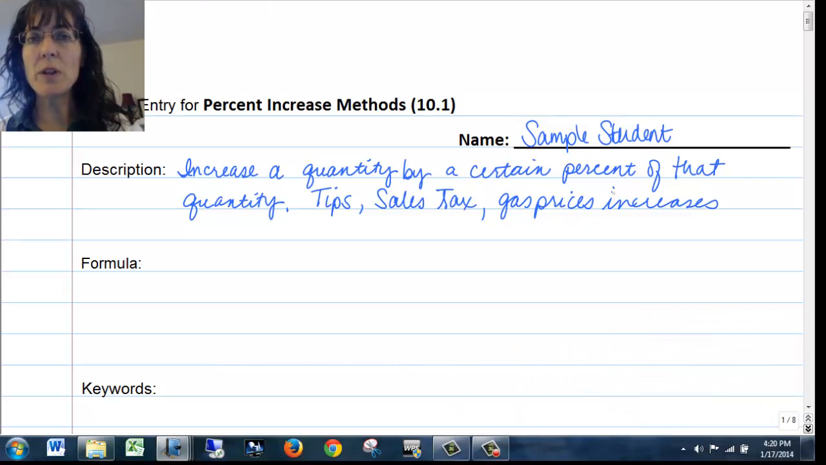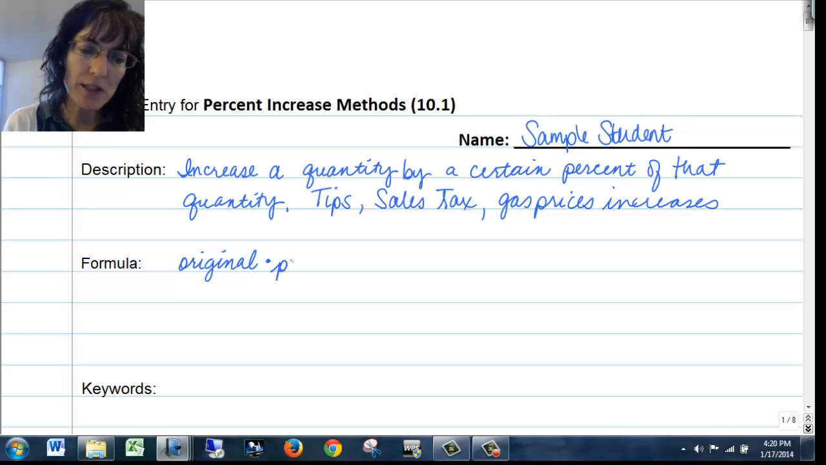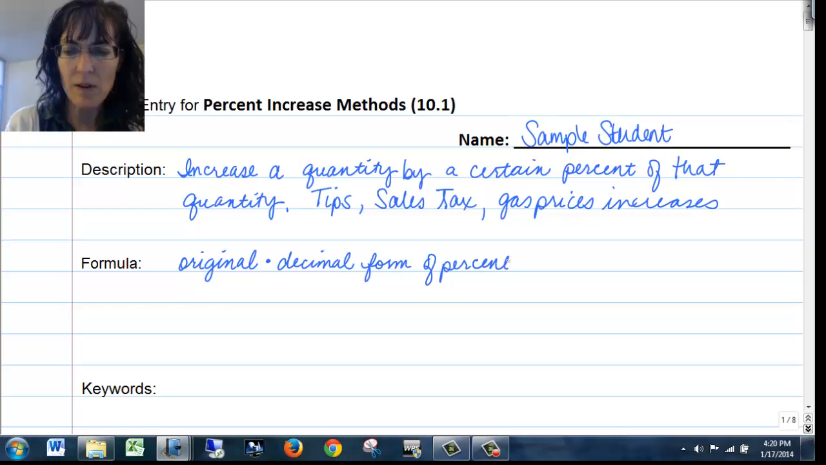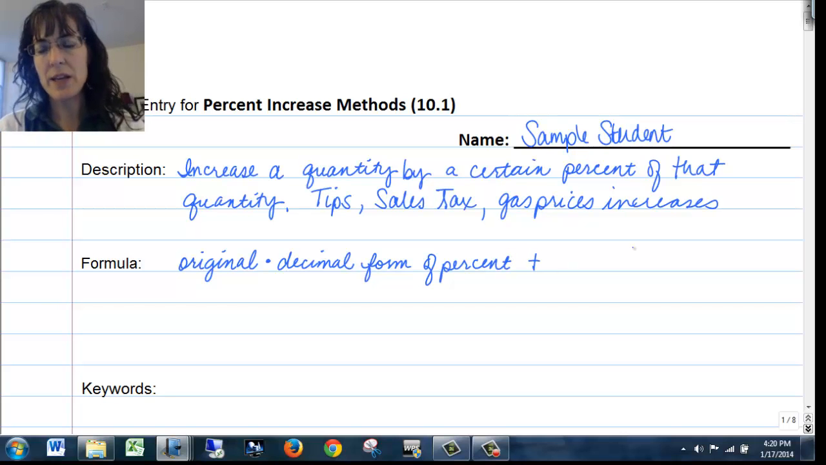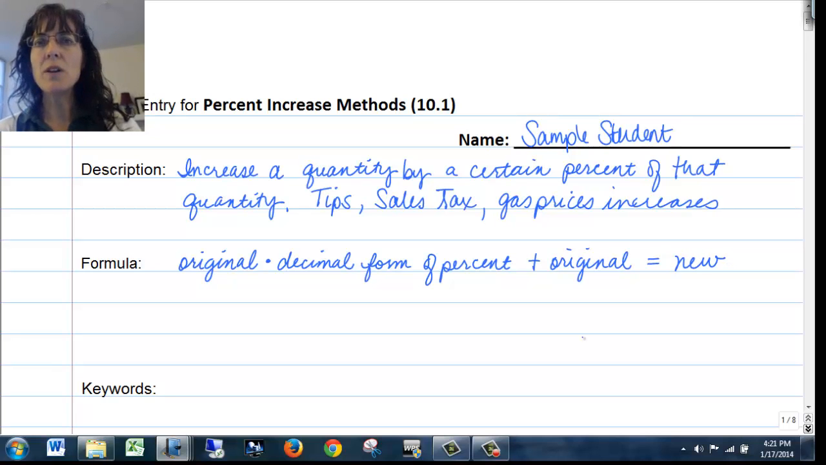Now we do have formulas for these, but what we have been doing is doing the original amount times the percent, and I guess maybe we should say the decimal form, and then to that we are adding the original, and then we would get the new value.